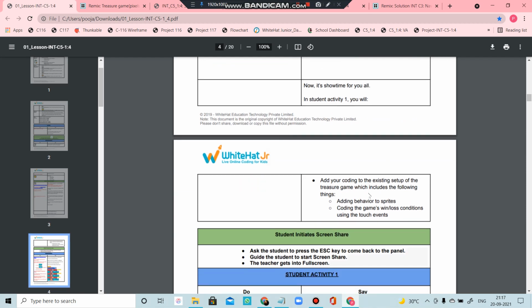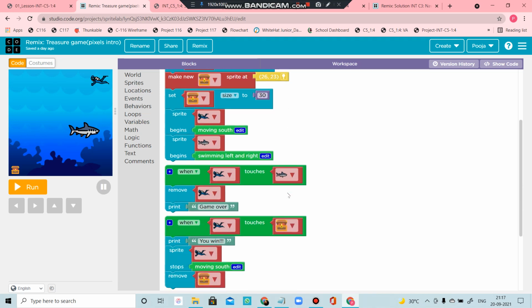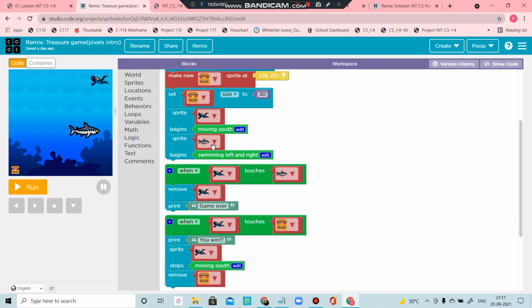Then you will request the students to share their screen and help them in logging into code.org with their respective credentials. Once they are logged in, they can click on the activity. When the activity opens, you will see that some of the code is already given. The underwater background is already set for you. We have three sprites: a diver, the shark, and the treasure chest, which are already created. Now you have to help the student to add the behavior.